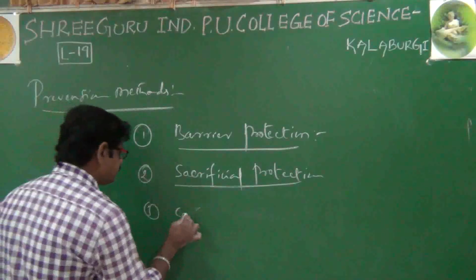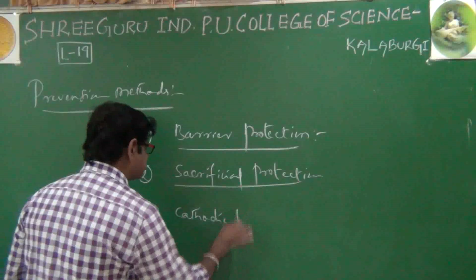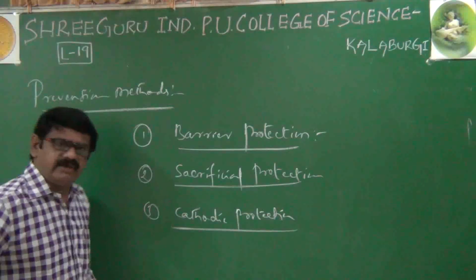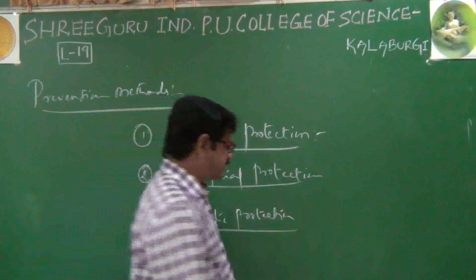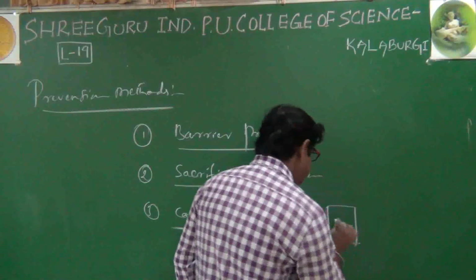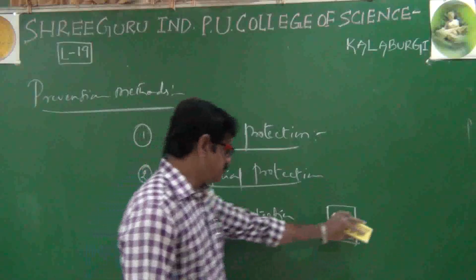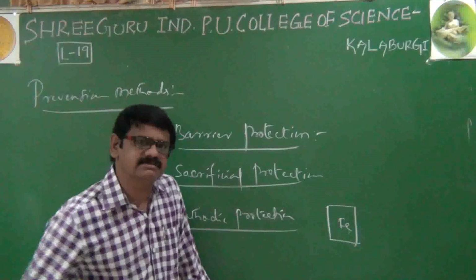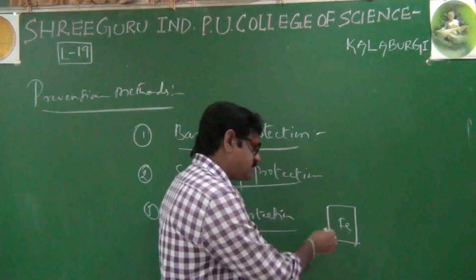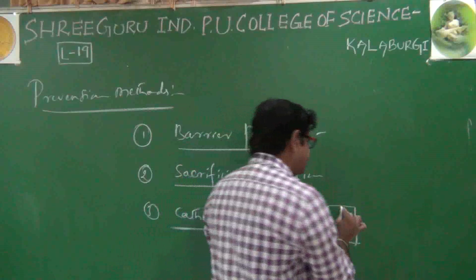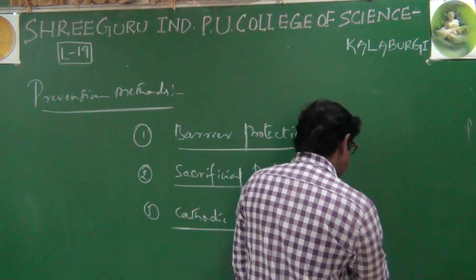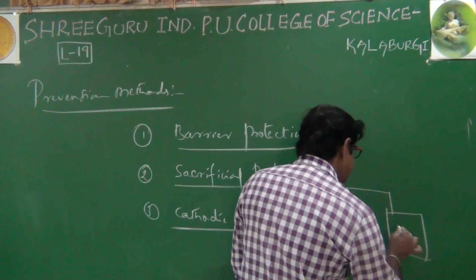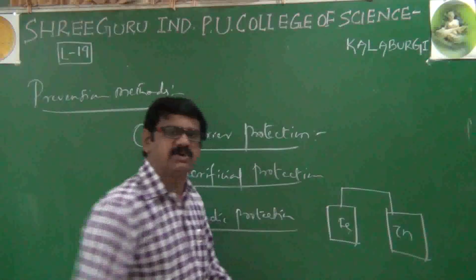cathodic protection. Very simple. What is cathodic protection? Again, for example, suppose we have iron. Our target is again to protect the iron. For that purpose, what do we have to do? We have to connect this iron to a still lower SRP metal.